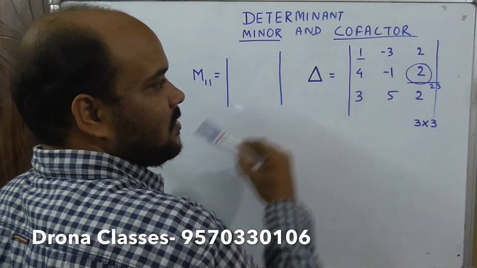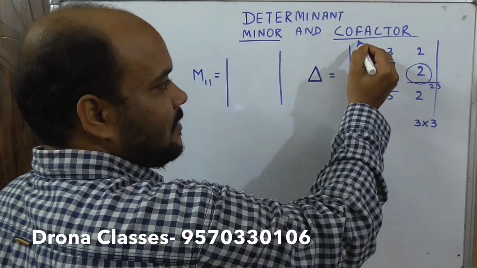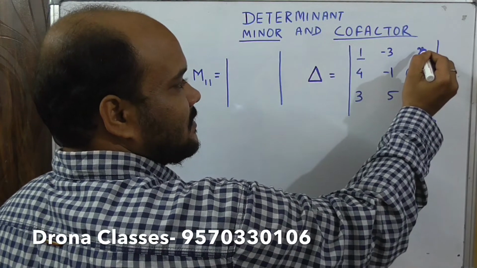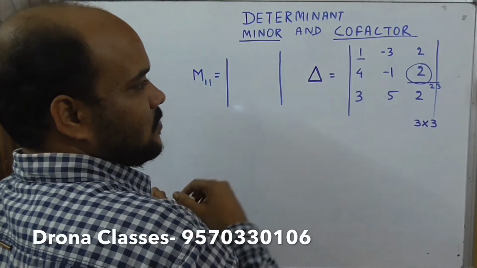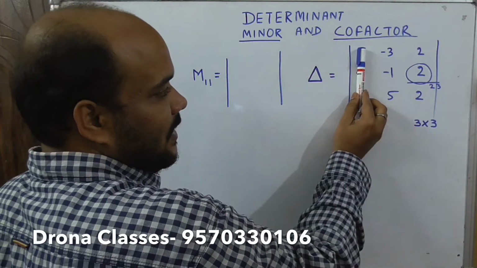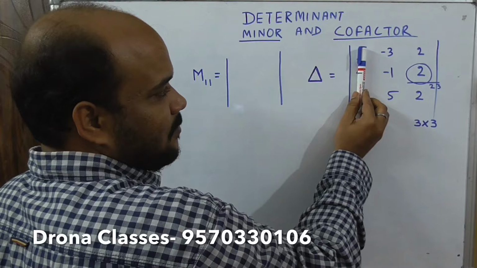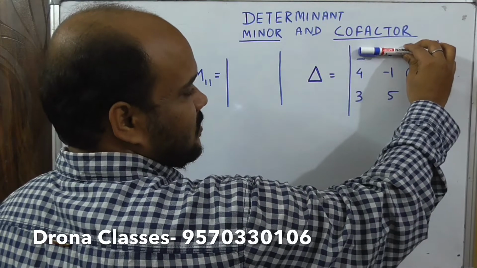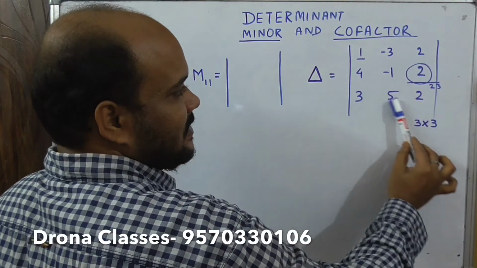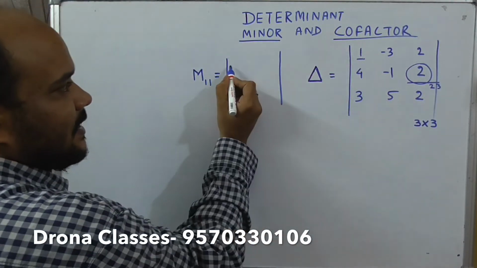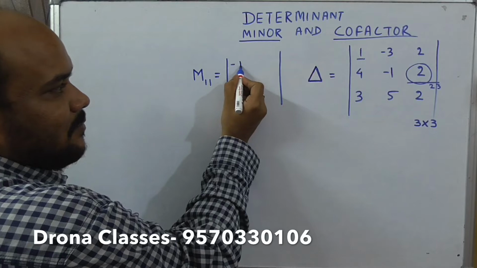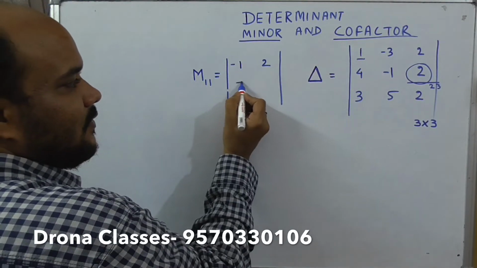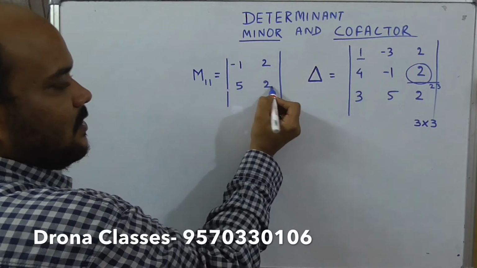Just draw a vertical line like this and a horizontal line like this and hide those lines. If I keep the pen on this vertical line and this horizontal line, I will be left with these 4 elements. The left out elements are -1, 2, 5 and 2.